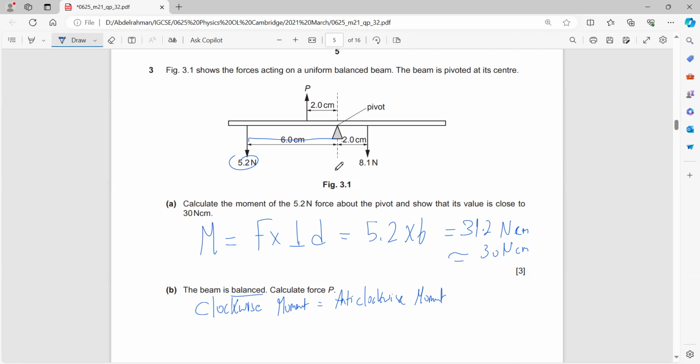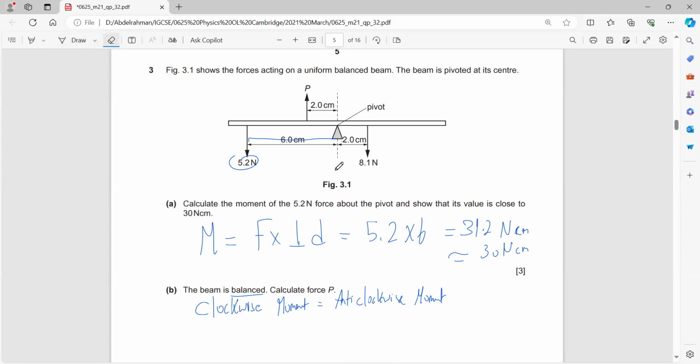I've heard this too many times before. You've been doing it, and I've been telling you, no, you cannot do it this way. It's wrong to do it this way. You cannot find the force by just dividing the moment by the distance. What should I do? I should find the clockwise moments and the anti-clockwise moments, and I should equate them.